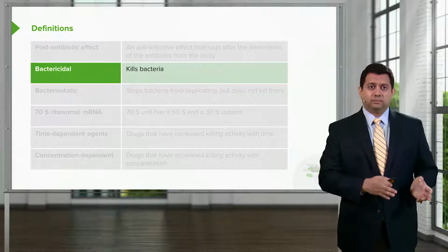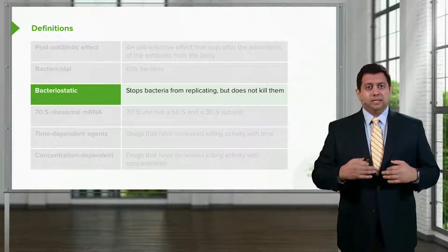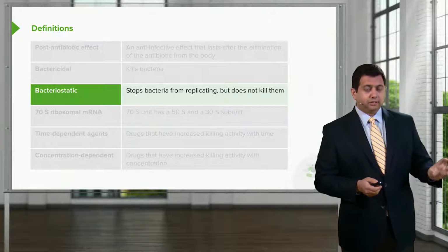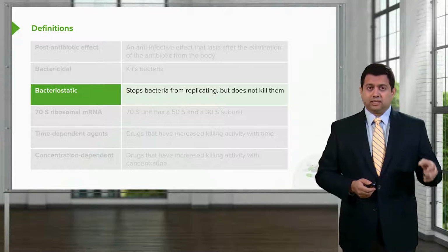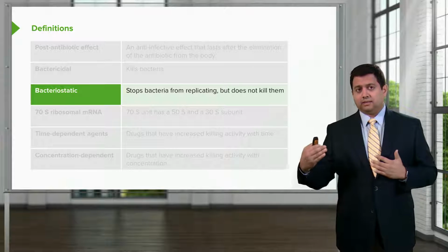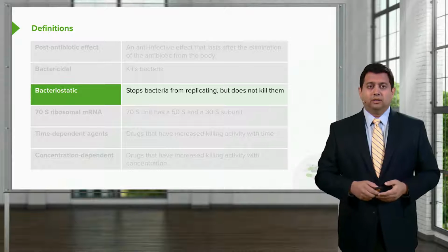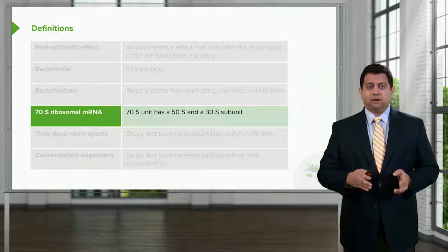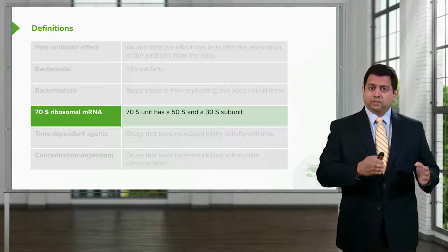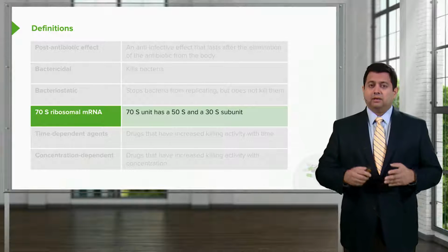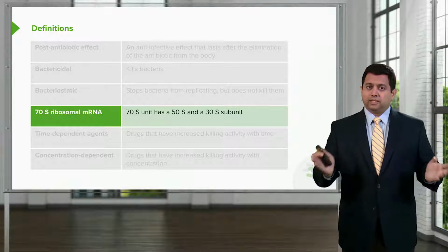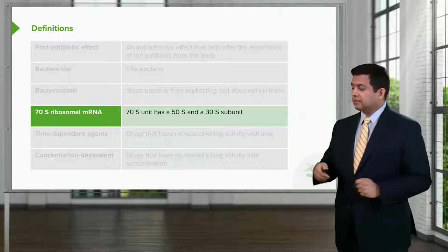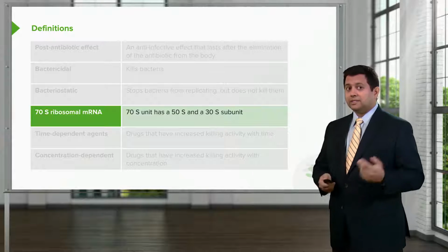Bactericidal means that it kills bacteria. Bacteriostatic means that it just stops the bacteria from replicating but doesn't kill them. So the bacteria are still alive, but the numbers aren't increasing, so the other immune-mediated killing of the bacteria can occur unimpeded. The 70S ribosomal subunit is composed of a 50S and a 30S. Okay, I know, 50 plus 30 is 80, and how can 50 plus 30 equal 70? Don't worry about it. The point is that the 50S and the 30S make up a 70S unit.